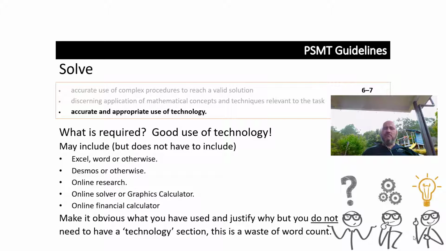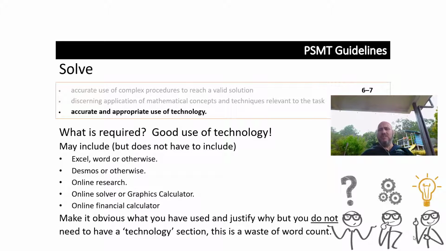The third dot point is accurate and appropriate use of technology. Now we don't want you to spend a lot of time thinking about this one, because really you should be using technology naturally for these tasks, and you don't have to do a lot of planning. What is required? A good use of technology. That may be Excel, Word, or other platforms that you may use, Desmos or another graphing tool, online research, online solver, or an online financial calculator. Then there's others depending on the task you're doing. We've run specialist math tasks where they've used online 3D vector graphers. So we're looking to see you're using appropriate technology that is used accurately and makes sense for the task.